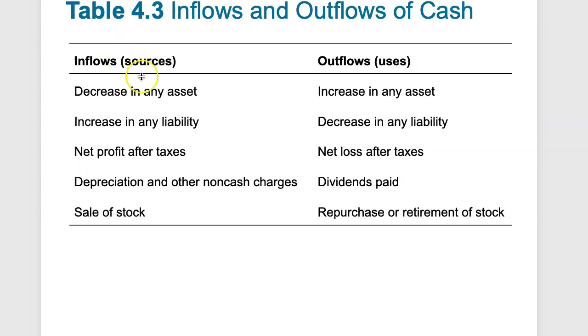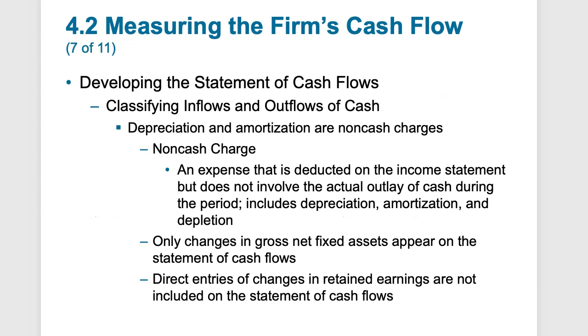And this is basically what I was just saying before. Inflows: decrease in asset, increase in liability, net profits, depreciation, or the sale of stock. Cash outflows: increase in the asset, decrease in liability, net loss, dividends paid, or repurchase of stock. Now, if we're going to develop a statement of cash flow, we have to classify these flows of cash, these inflows and outflows of cash.